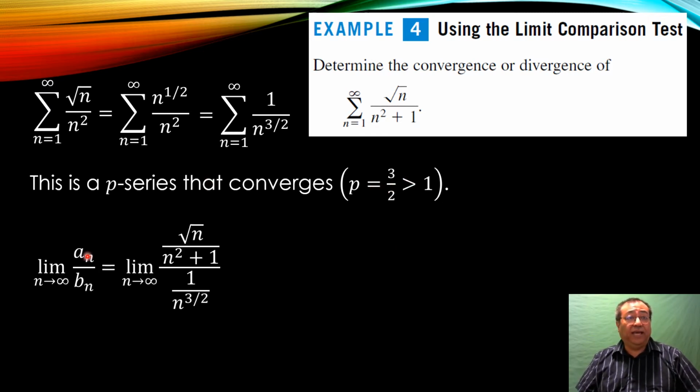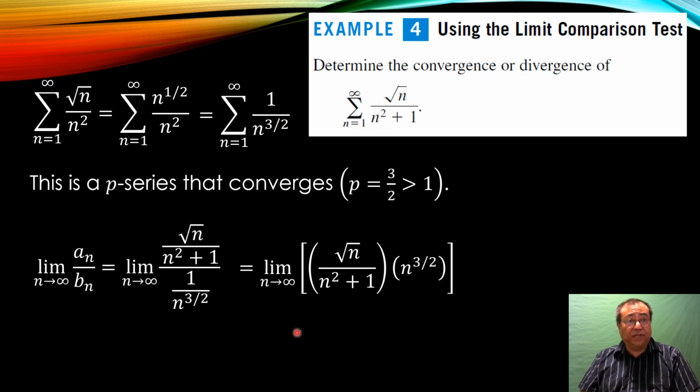Now, a_n in our example is what? The original series, and b_n is the series we want to compare it to. Do some algebra here, so the numerator stays the same, but the denominator flips. That's that flipped version. So you're going to multiply these two, and you're going to get n squared. n to the half times n to the 3 halves. Half plus 3 halves is 2. That's where that n squared comes from.